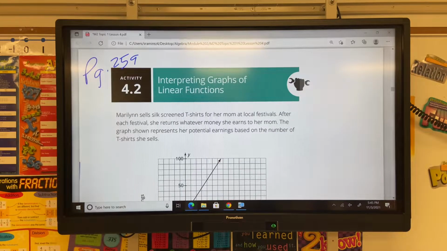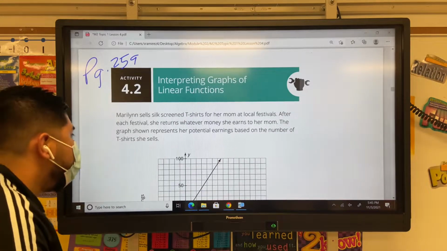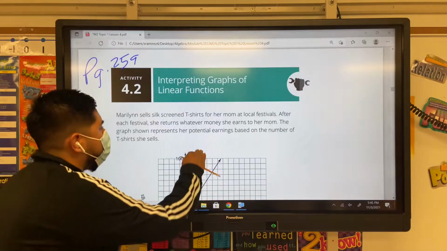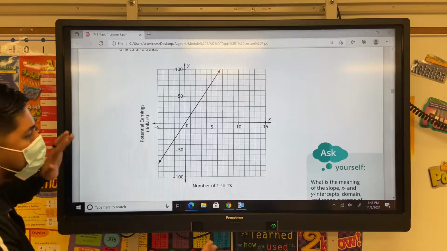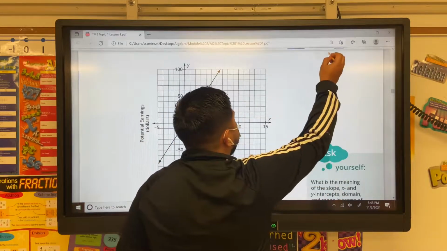Let's keep pushing. 4.2, interpreting what it means in terms of money. I love it. First things first, let's analyze the graph.